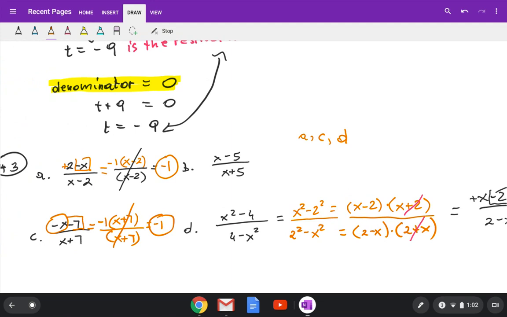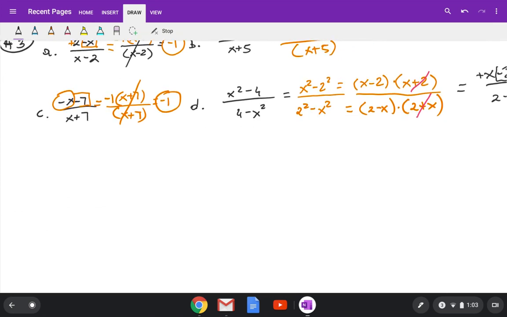Let's check what happened with B. So with B, I will try to do the same thing. I will try to factor -1 from the numerator. So this x will become -x. That -5 will become +5 over x plus 5. However, here we don't have the same expression in the parentheses, so we can't cancel. So B is different. A, C, D are equivalent because we were able to factor them and get -1.